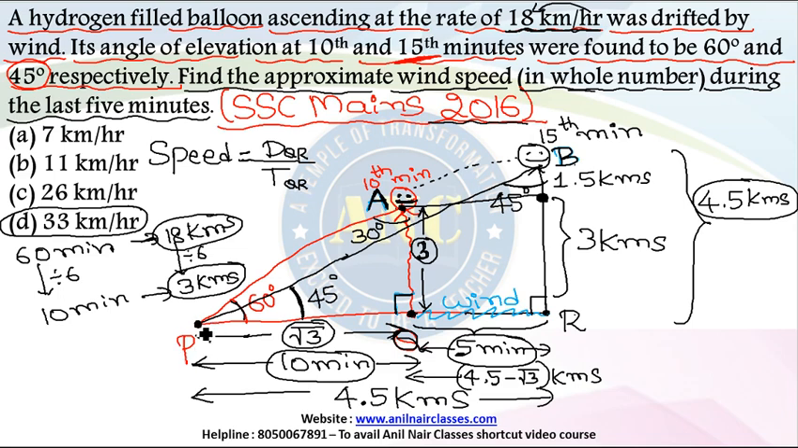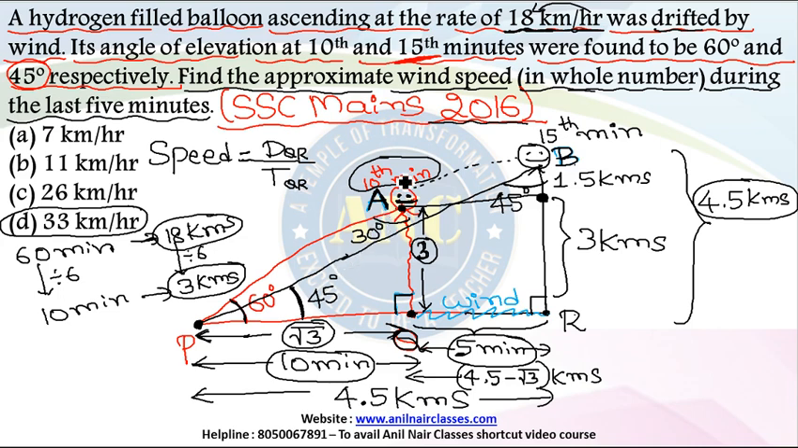A person is standing at point P with a balloon initially. He started leaving the balloon upward and the balloon started moving at the rate of 18 kilometers per hour, and because it was drifted by the wind, it did not move vertically like this. It kept on moving like this, and at point A, which is at the 10th minute, the balloon was there. Angle of elevation from that person is 60 degrees. After 5 more minutes, at the 15th minute, the balloon again kept on moving to point B. If I see, the angle of elevation is 45 degrees.